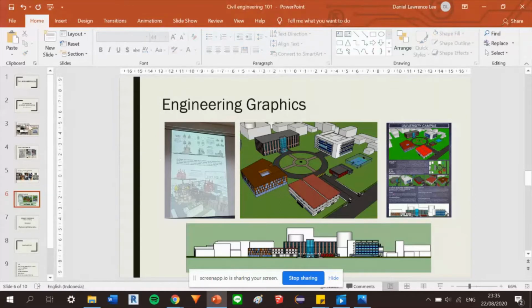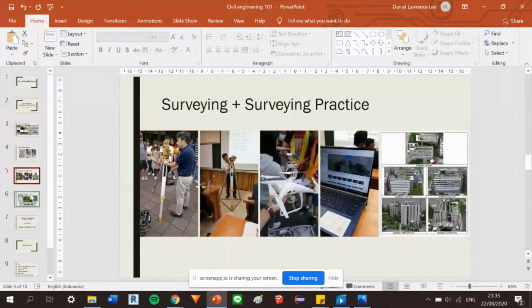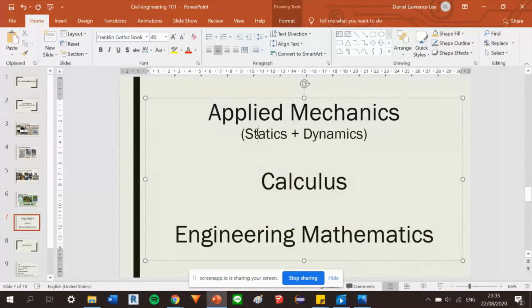And then these are basically the practical ones, and there will also be the theoretical ones, the basic fundamental stuff you need to know. First of all, it's Applied Mechanics, which consists of statics and dynamics. It's basically measuring the forces, the moments, and how things interact with each other, and it's very important in civil engineering. And then the next one is calculus.